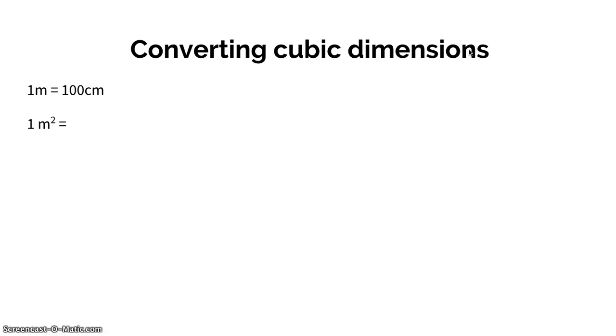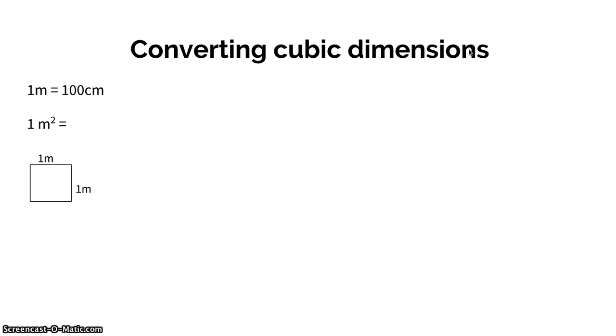So we know 1 meter equals 100 centimeters, but what is 1 meter squared and what is the centimeter squared? Is it 100 centimeters squared? Is it something different? What do you think? And now we need to check what our assumptions or knowledge is and do some calculations just to be sure.